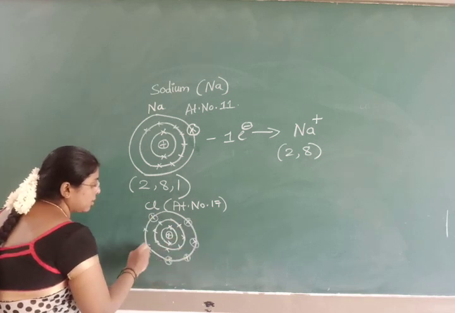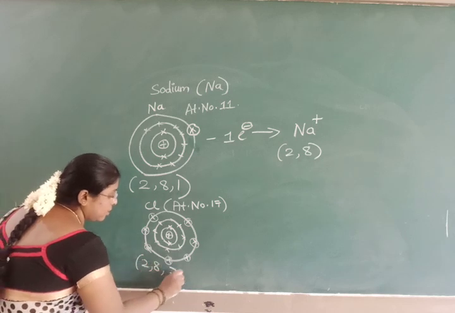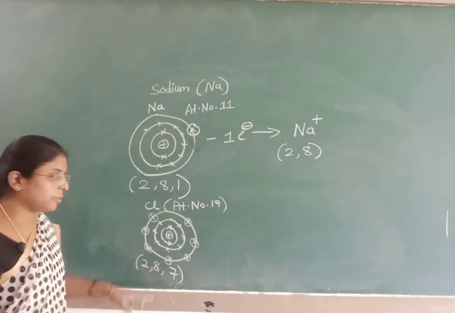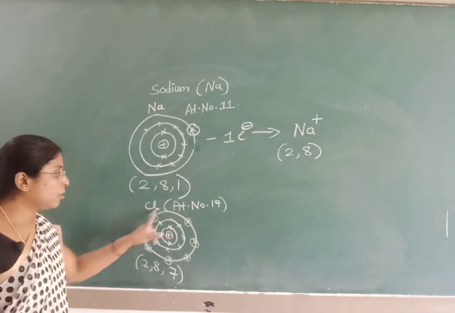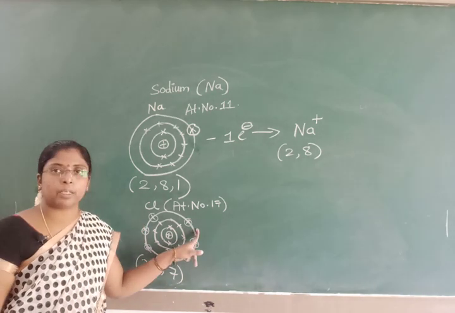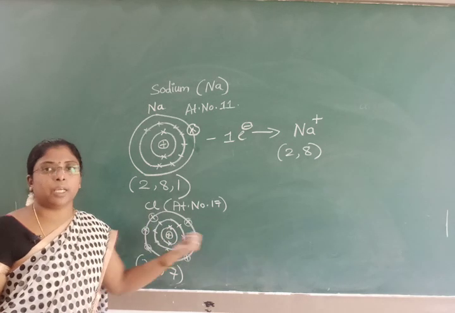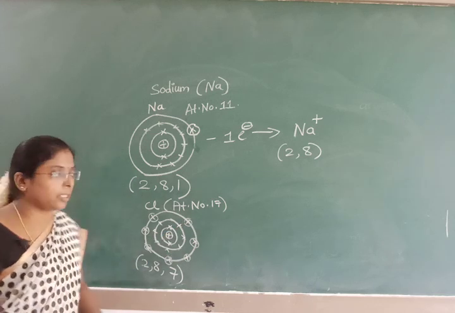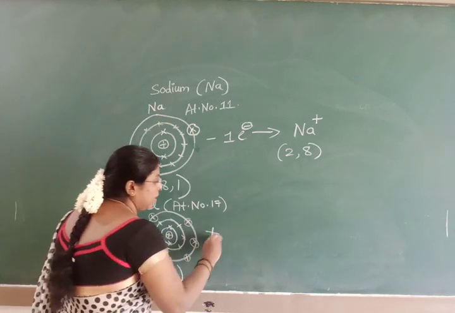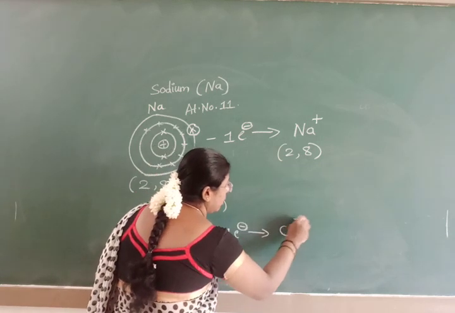In total there are 7 electrons in its outermost shell: 2, 8, 7. The total is 17, 2 plus 8 is 10, plus 7 is 17. In the outermost shell it has 7 electrons. What will this chlorine do? It will gain 1 electron, because to form 8 electrons it still requires 1 electron. Chlorine will gain 1 electron and form Cl minus.